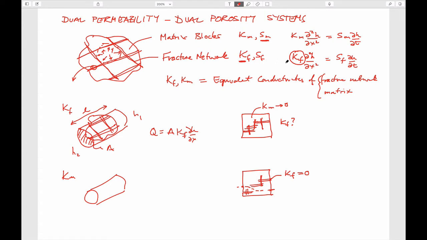And so you could imagine that if we looked at either of these systems individually, if we thought of it as all comprising matrix, we could solve this equation. If we thought of it as all comprising fractures with the other component turned off, we would have the behavior of the fracture system. But what we'd like to do is be able to represent the behavior of the two systems together. And so our way of doing that is to think of it as what we sometimes referred to as overlapping continua.